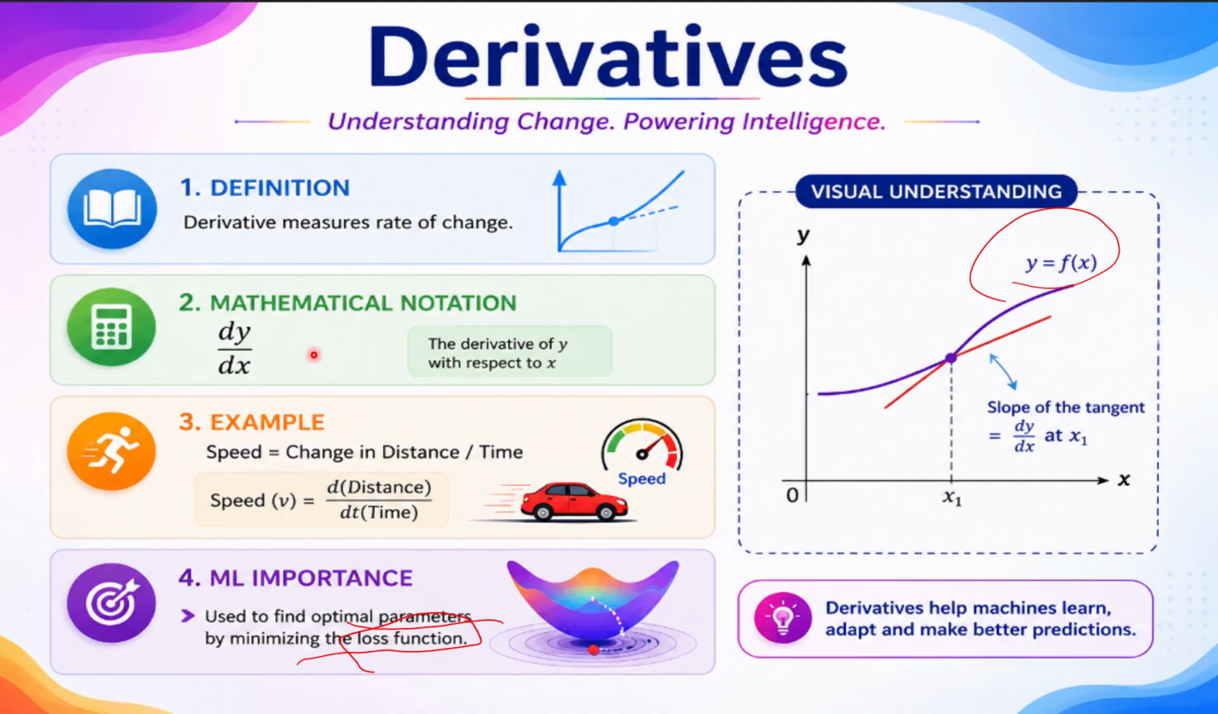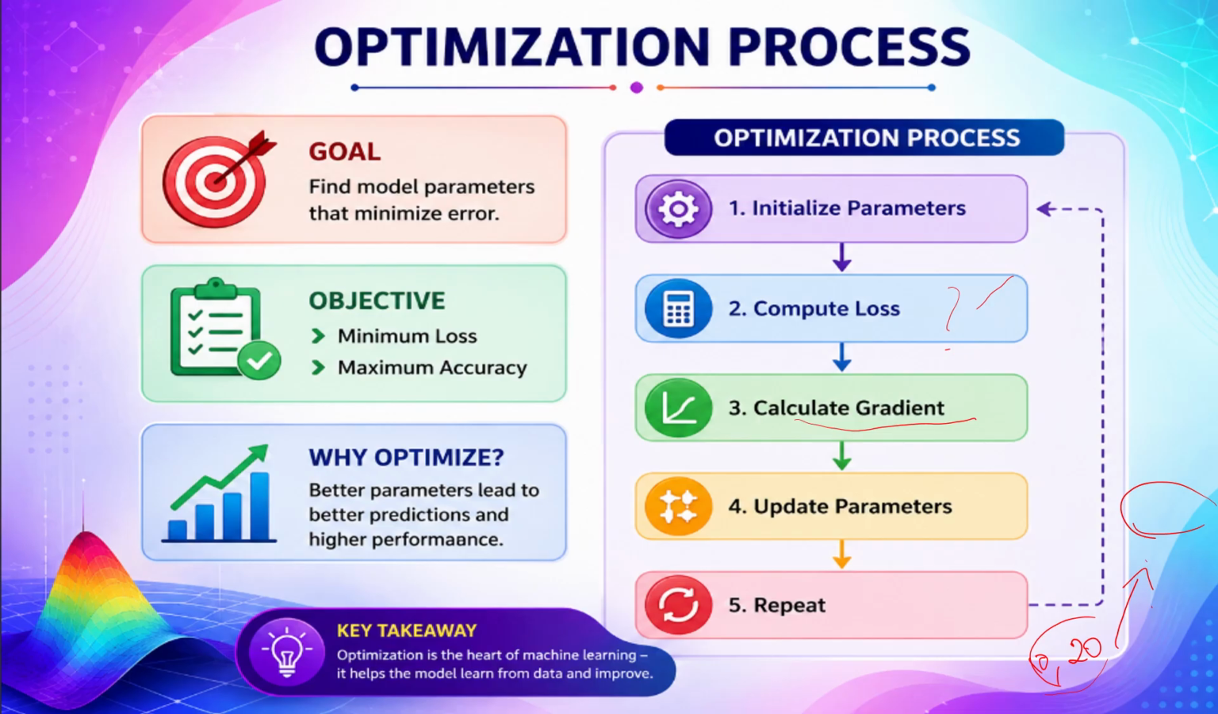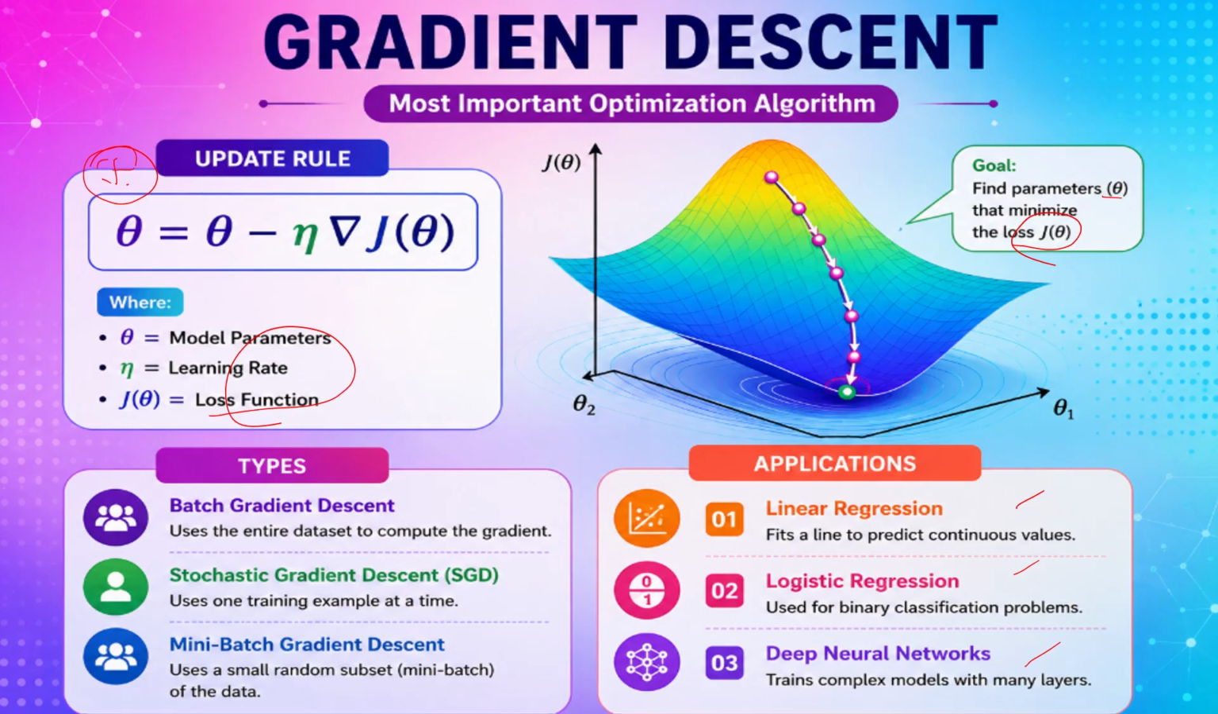So the mathematical foundation is dy by dx. An example is d of distance by d of time. It is used to find optimal parameters by minimizing the loss function. And in optimization, you usually initialize the parameters, compute the loss, and calculate the gradients. After calculating the gradients, if any loss occurs, it will update the parameters, and finally this action repeats until you find better parameters, better predictions and better high-performance values.